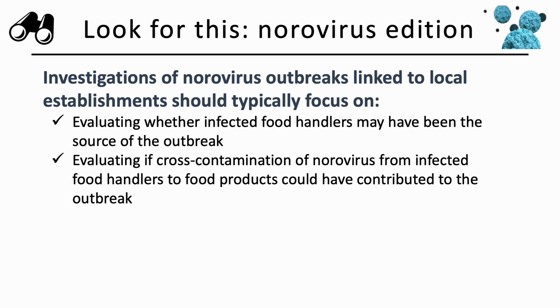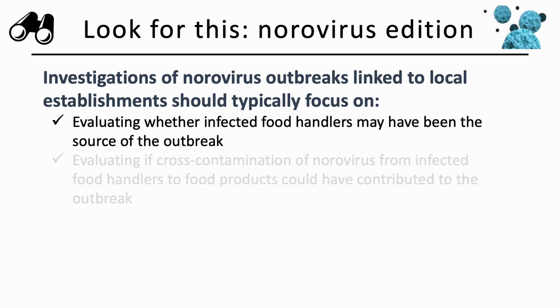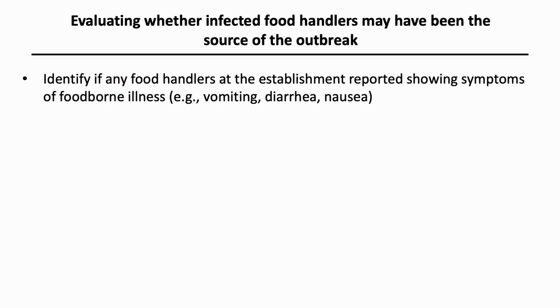When investigating norovirus outbreaks linked to local establishments, there are a few key areas where environmental health investigators should focus their efforts. These include evaluating whether infected food handlers may have been the source of the outbreak, and evaluating if cross-contamination of norovirus from infected food handlers to food products could have contributed to the outbreak. First, let's discuss how to evaluate whether infected food handlers may have been the source of the outbreak.